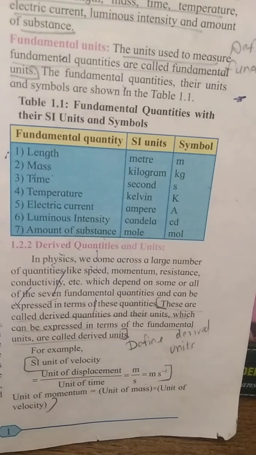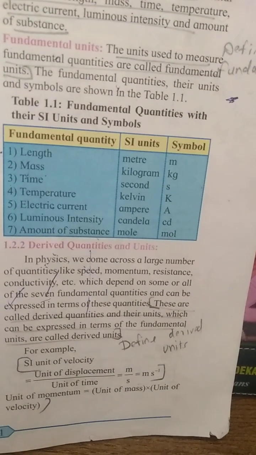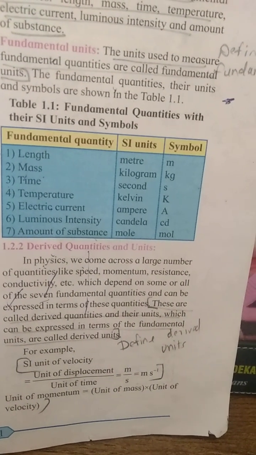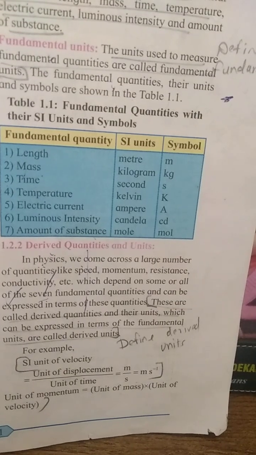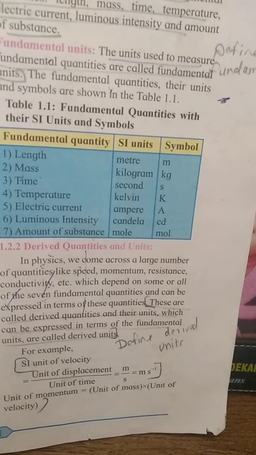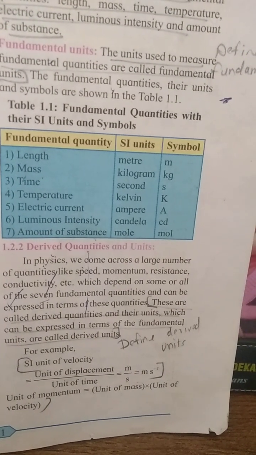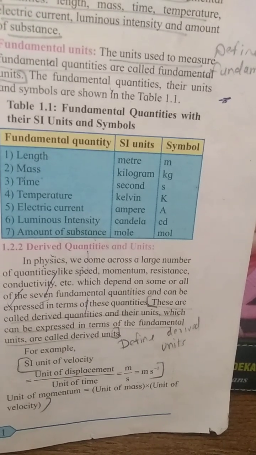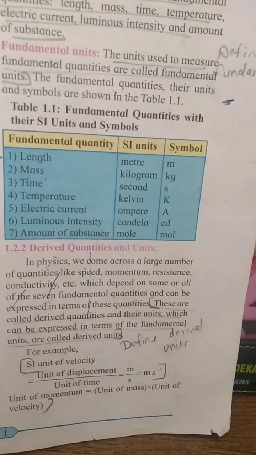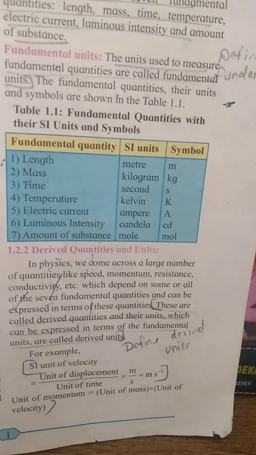Here an example is given: the SI unit of velocity is equal to the unit of displacement upon time, that is m per second, m s^-1. The unit of momentum is equal to the unit of mass into the unit of velocity.